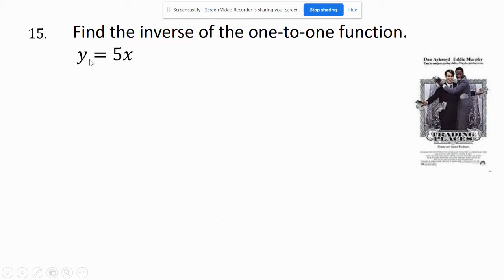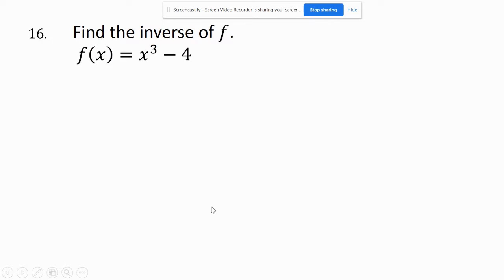So let's look at this one here. This one's y equals 5x. Like Eddie Murphy, just trade places with the x and y. And solve here, I'm just going to divide by 5. Well, I should have started with this one. This one's easier than the last one. That would be like 1/5 x, and y is by itself, so that makes it 1-to-1.